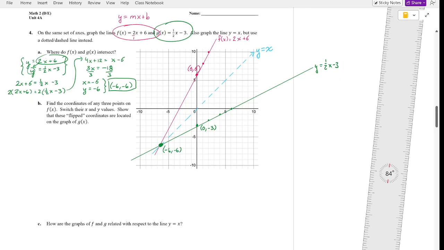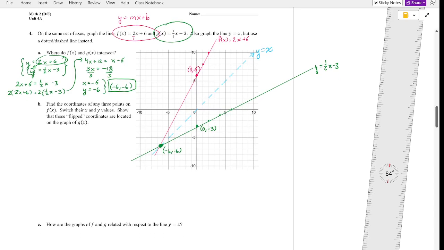All right. Now it says find the coordinates of any 3 points on f. Okay, so on f I have a few of them labeled here. Here's (0, 6). This one was up 2 over 1, so this is at (1, 8). And this one right here is at (2, 10). So on f, I've got (0, 6), (1, 8), and (2, 10).